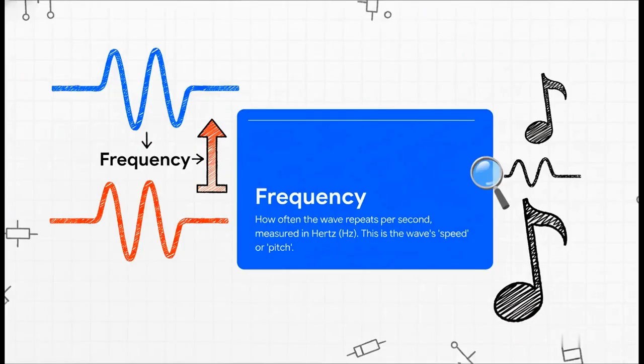All right, next up is frequency. This is all about speed. It's how often the wave repeats itself per second. We measure it in hertz, and the easiest way to think about this is with music, right? Frequency is what we hear as pitch. A low frequency is that deep bass note, and a high frequency is that sharp treble note.